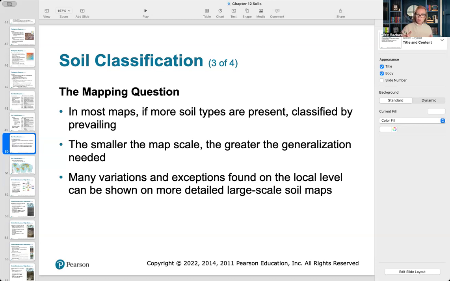And just for a review on large scale versus small scale, in this comparison, the detailed soil map of a single farm would be considered the large scale, while the continent-wide would be considered the small scale.